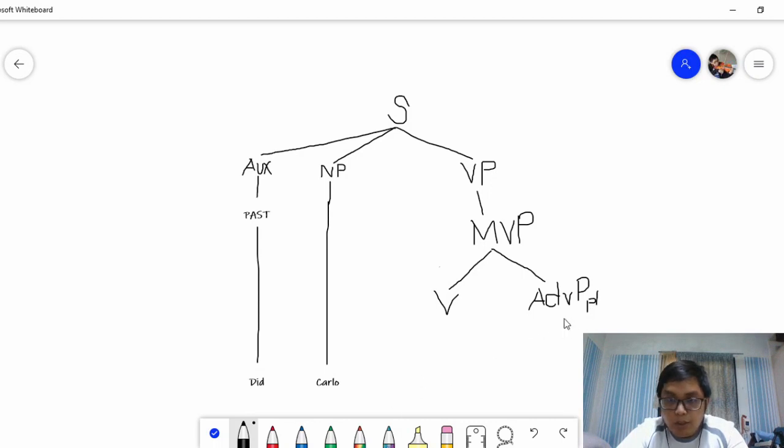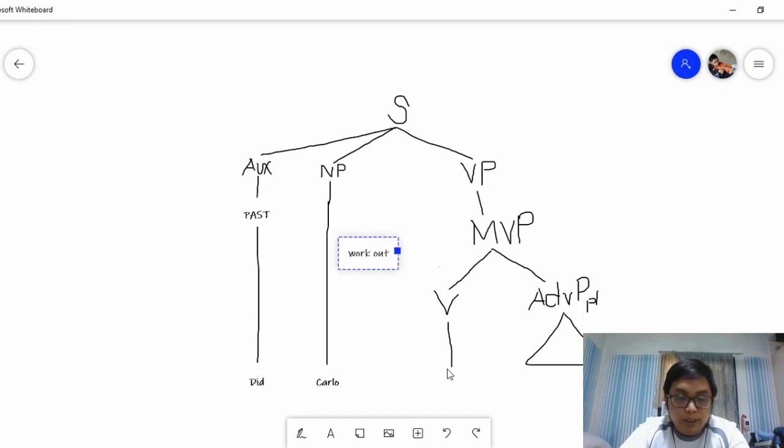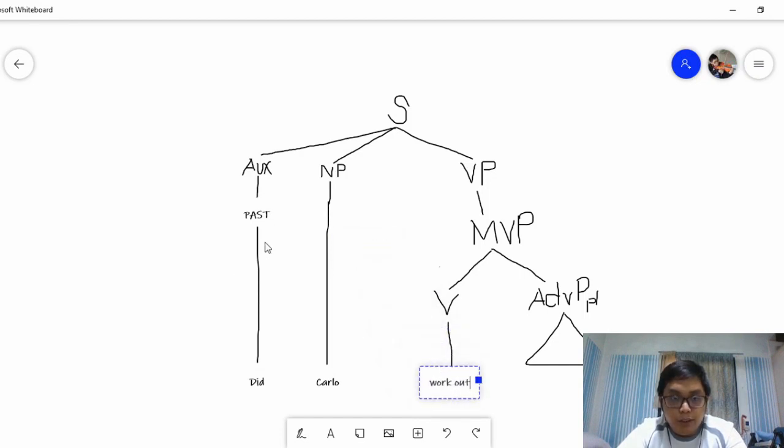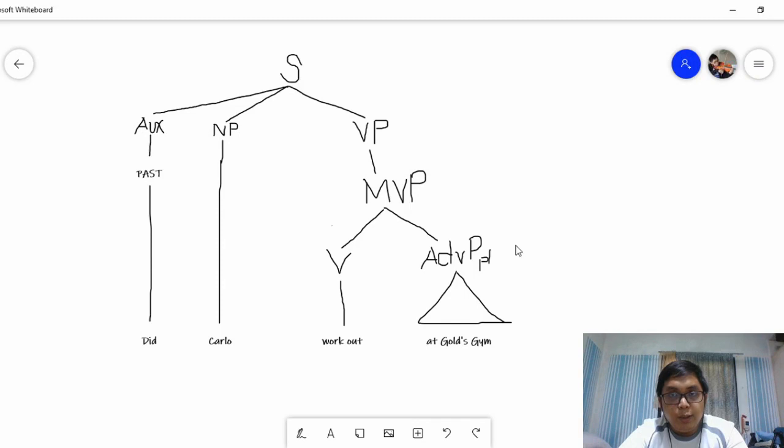Basically, as we did in the first part of our discussions, we usually draw the triangle so that it gives us the benefit of easily putting the remaining words. And so simply put there, we have work out. Take note that it's already understood that it's in its past form because of the auxiliary past. Did Carlo work out? And then the next one would be at Gold's Gym. So let's place that there, and there you have it. Did Carlo work out at Gold's Gym? I hope that solves how we are able to put the words for your interrogative sentences.